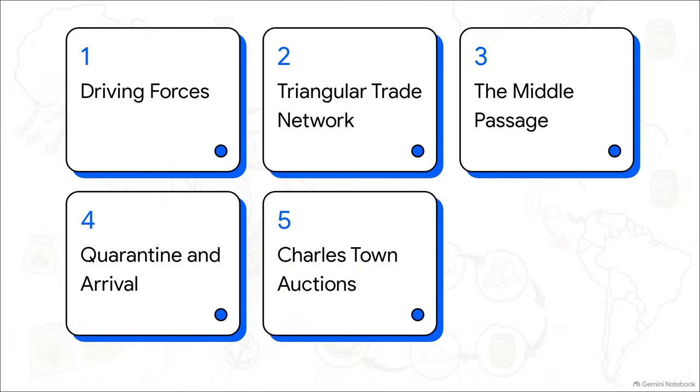Okay, let's dive right into this. Here's our roadmap for today. We're going to cover the driving forces behind the trade, map out the triangular trade network, follow the horrific journey of the Middle Passage, look at the quarantine and arrival processes, and finally, examine the Charlestown auctions.